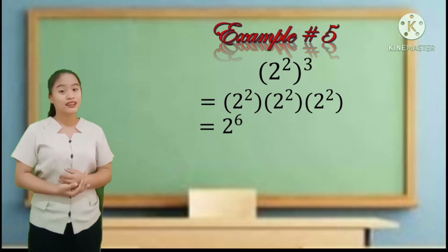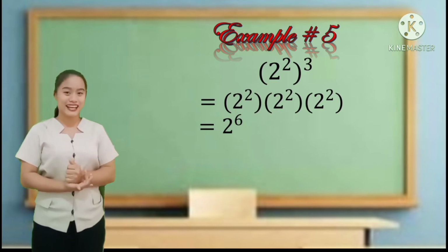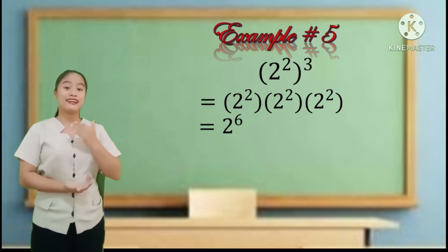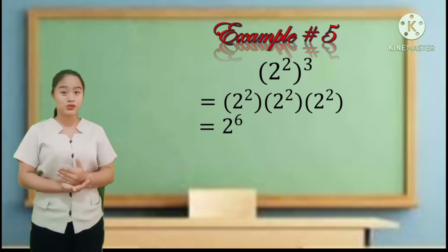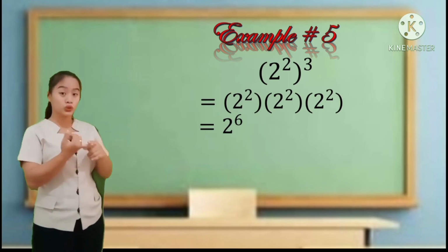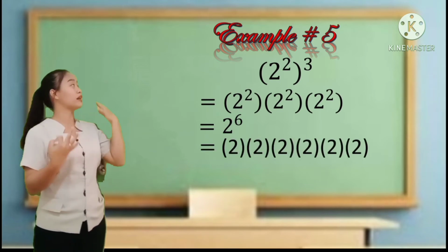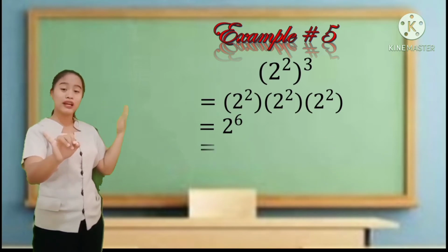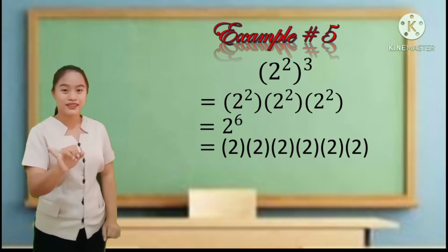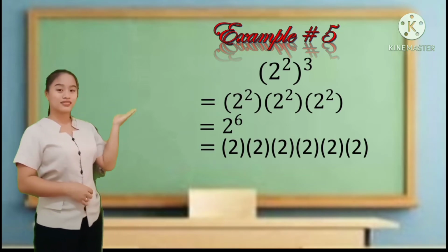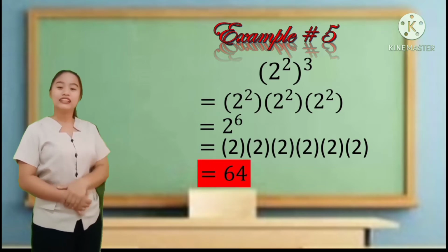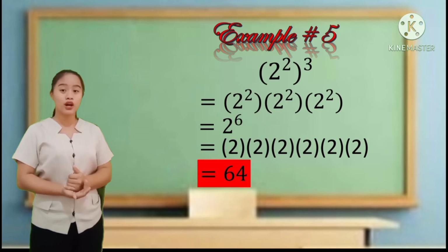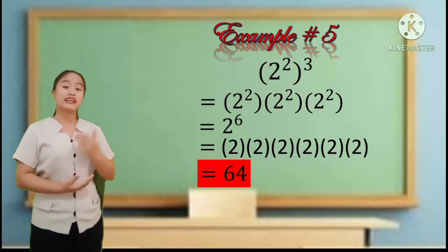Now we will simplify this term. We will multiply 2 by itself 6 times, by its exponent. So we have 2 multiplied by 2 multiplied by 2 multiplied by 2 multiplied by 2 and multiplied by 2. You will multiply 2 six times, okay? So we have 64. So that is the answer when we use the expanded form of multiplying 2 raised to 2 raised to 3.